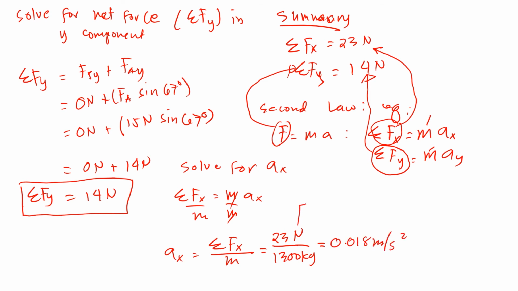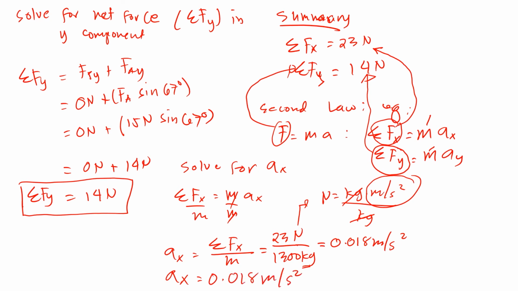And this is equals to 23 newtons divided by 1,300 kilograms is equals to 0.018 meters per second squared. Newtons here is equals to kilograms times meter per second squared divided by kilogram here. So kilogram to kilogram will be cancelled out, and the remaining unit is meter per second squared. And the answer for a sub x, or acceleration in x component, is equals to 0.018 meters per second squared.